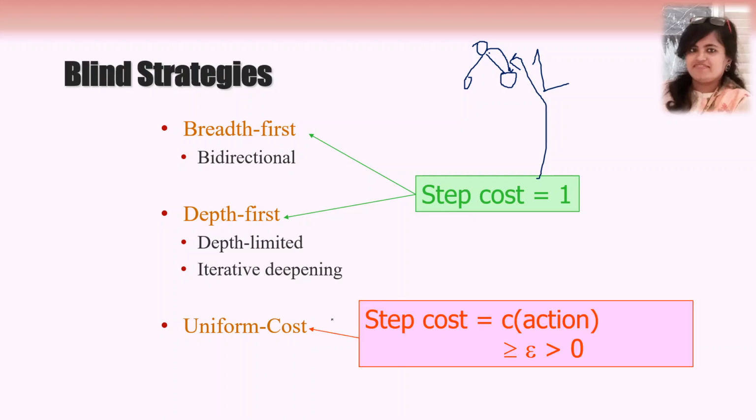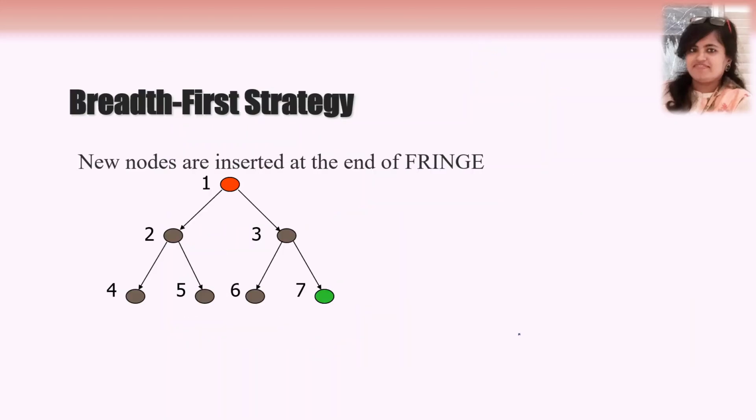But for uniform cost, the step cost value is greater than 0, epsilon, any value that we have assigned as c, right? It may not be equal to 1, but it will be greater than 0 obviously. It's not compulsory that the value will always be 1 for uniform cost. So from the next video we are going to talk about the breadth first strategy, the first searching strategy for the uninformed search technique, right?